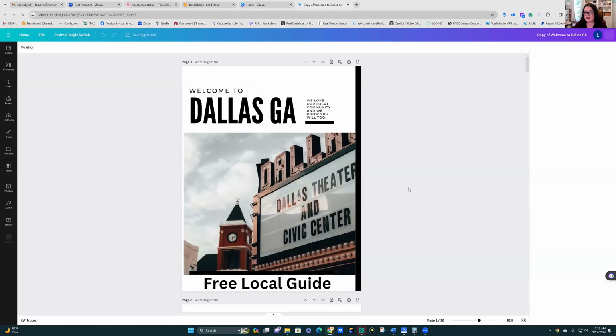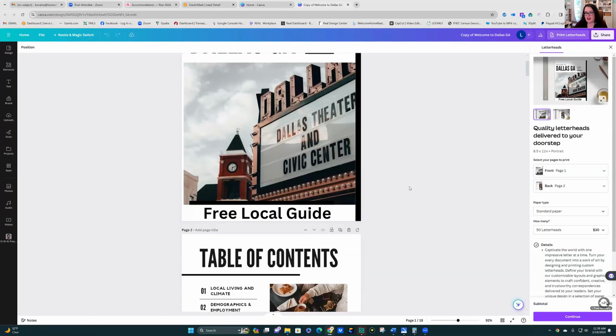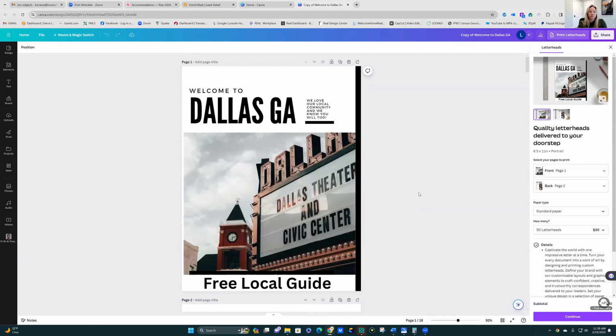But if you want, I'll share my screen now. You've got the power. So this right here was one of our guides that we did, and it's for Dallas, Georgia, which is the area that I cover.